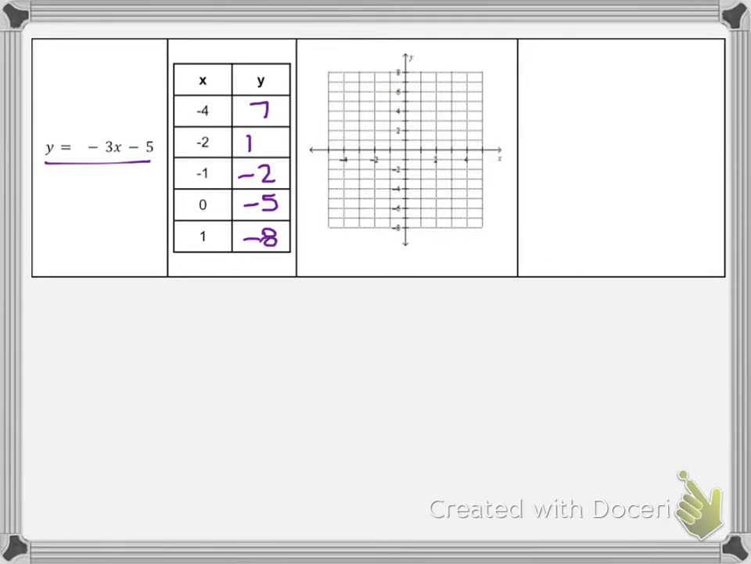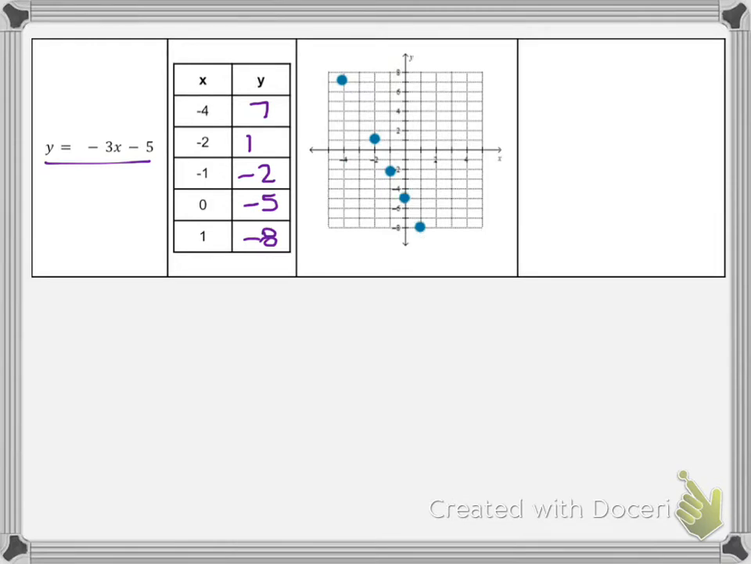Okay, so I'm going to plot my points. -4, 7. -2, 1. -1, -2. 0, -5. And 1, -8.